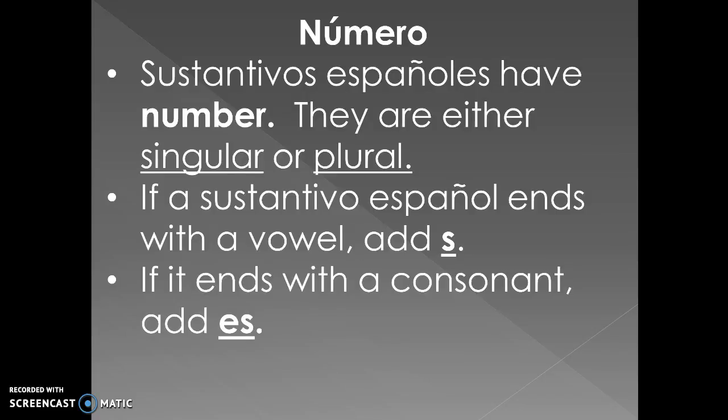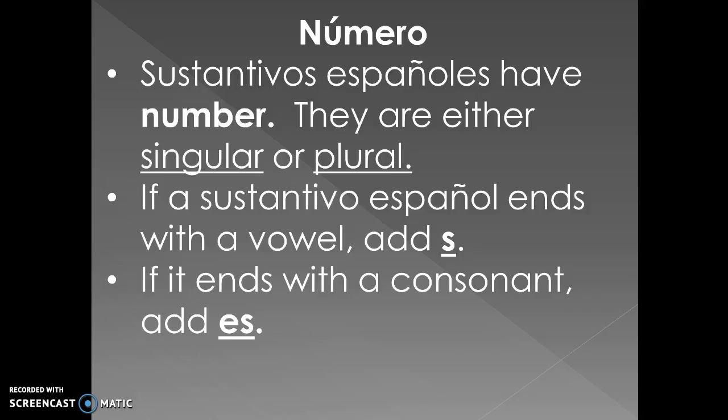Another thing you need to be aware of is that Spanish nouns, or sustantivos españoles, have number, which means that they're either singular, talking about one person, place, or thing, or plural, talking about 2 or more people, places, or things. In order to make a noun plural, if the Spanish noun ends with a vowel, in all likelihood A, E, or O, all you do is add the letter S. So you'd say, for example, libros and plumas.